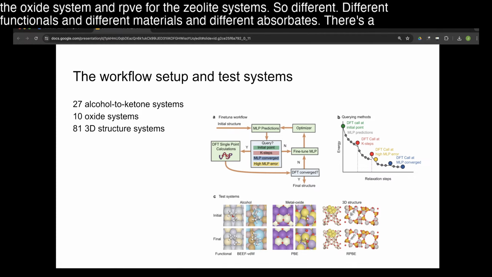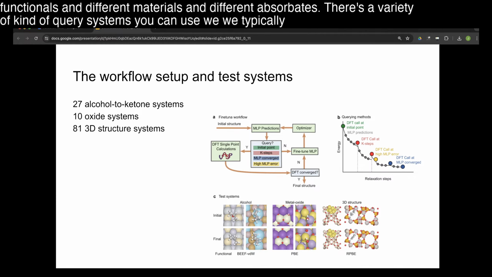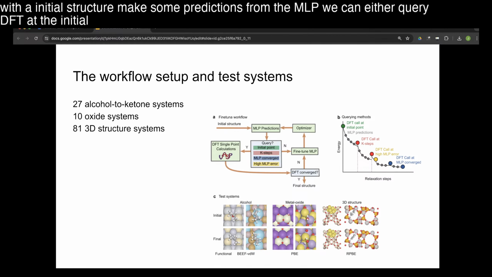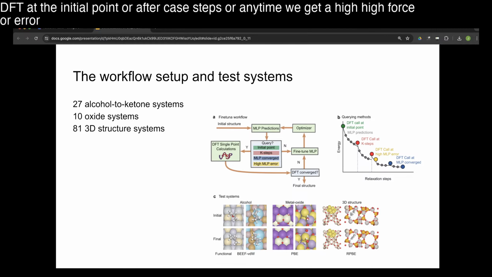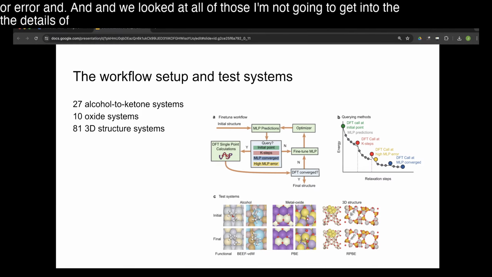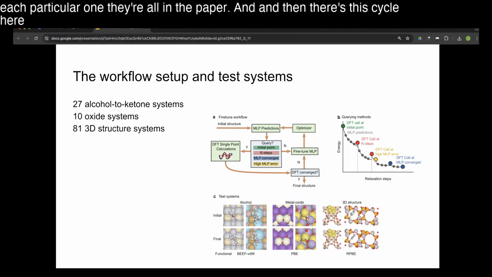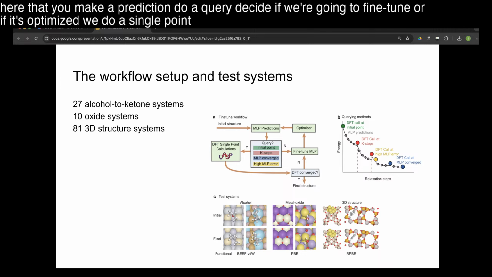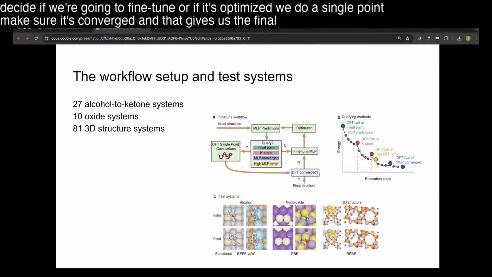There's a variety of query strategies you can use. We typically start with an initial structure and make some predictions from the MLP. We can either query DFT at the initial point or after k steps, or anytime we get a high force or error. And we looked at all of those. I'm not going to get into the details of each particular one. They're all in the paper. And then there's this cycle here where you make a prediction, do a query, decide if we're going to fine tune, or if it's optimized, we do a single point, make sure it's converged, and that gives us the final result.